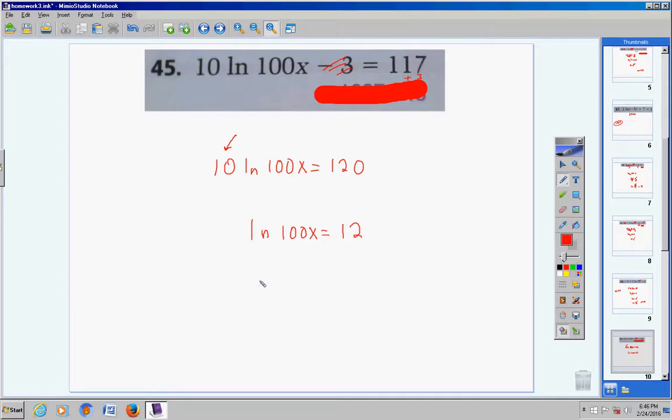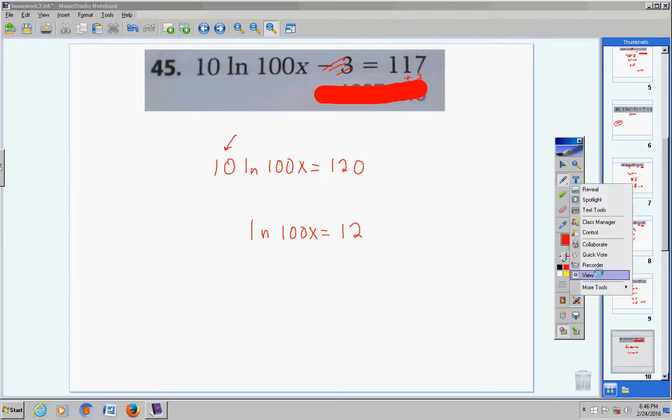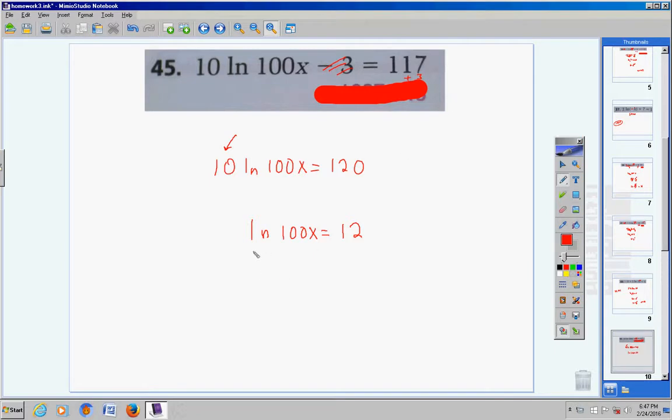So step 2 is to now write this exponentially. So if we're going to write this exponentially, don't forget there's a base e right here. So we have 100x equals e to the 12th power. Now divide both sides by 100 to get x by itself. And you're left with this right here.